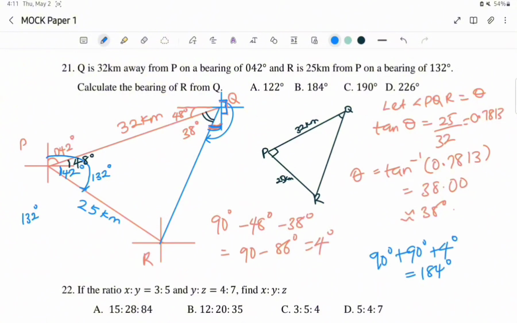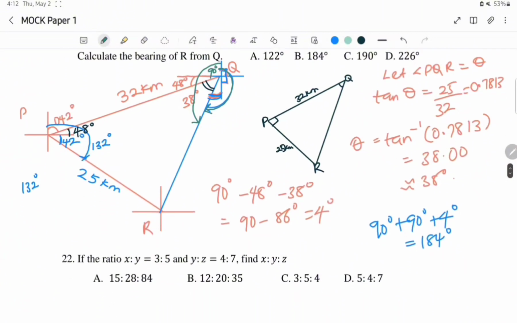Say, for example, this is the angle we are looking for. So that means if we take away the entire angle from here to here, away from 360, we'll get our answer. So since this is 90 degrees, the angle here is 90 degrees, the angle here is 48 degrees, and the angle here is 38 degrees. So if we take away 360 degrees minus 90 minus 48 minus 38, the answer is going to be 184 degrees, just like we calculated.